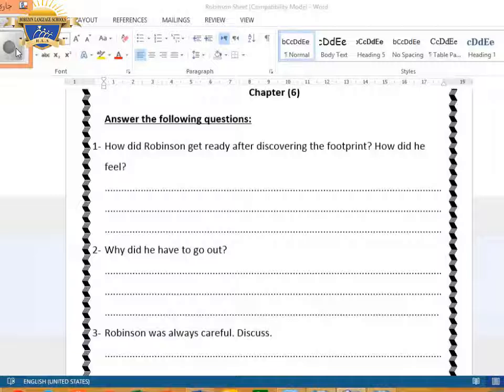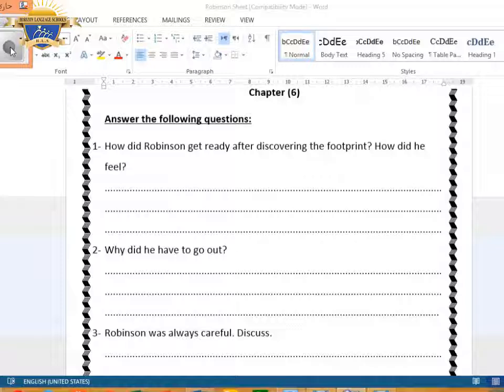Robinson started reinforcing his fence with more wood and young trees. He was ready with all his tools and weapons. Okay, this is the answer of the first part. Okay, how did he feel? I think you know now. How did he feel? Robinson was so scared. He was so afraid of the footprint. It could be a killer who killed and ate other people.